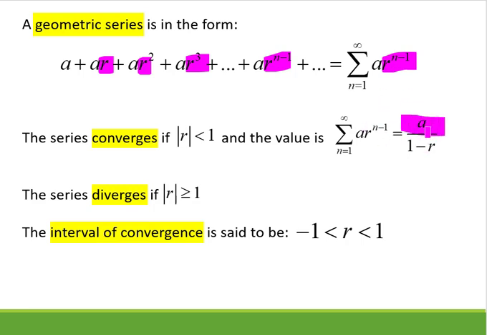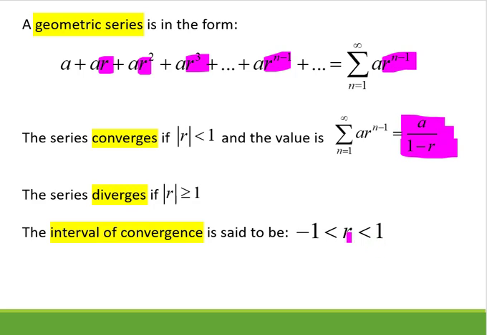Okay, it diverges if the absolute value of your ratio is greater than or equal to 1. And the interval of convergence is said to be -1 to 1. So when your ratio is between -1 and 1, that's going to be the interval of convergence, the ratios where you converge. Okay, my ratios of a geometric series converge if I'm between -1 and 1.